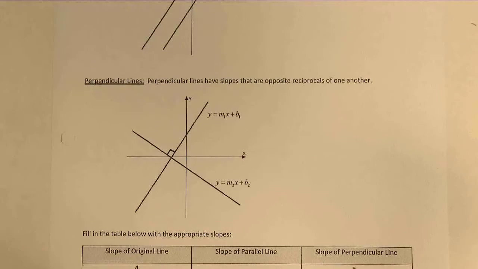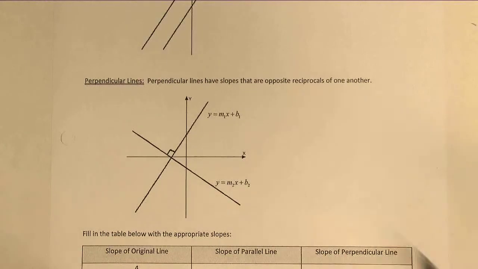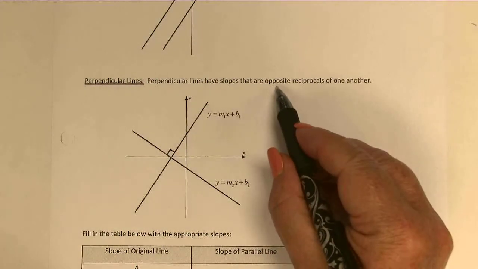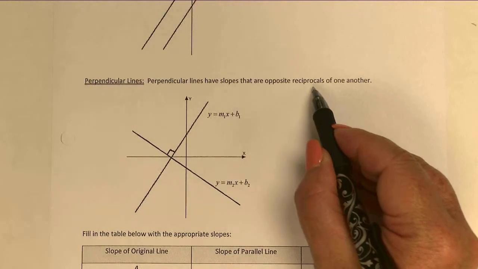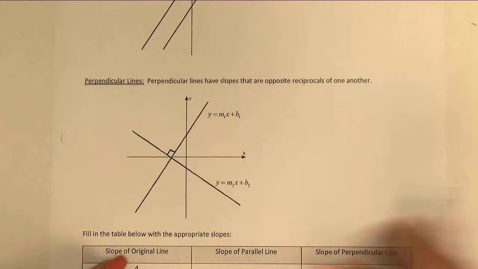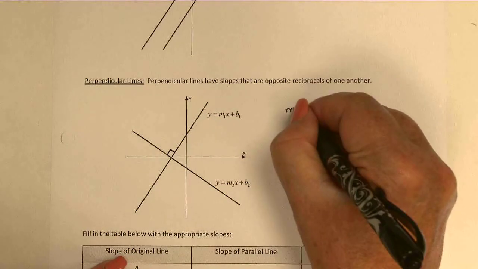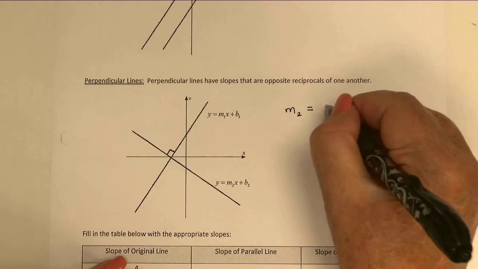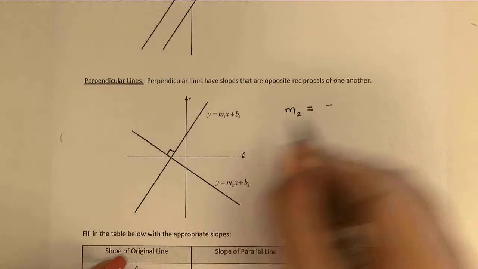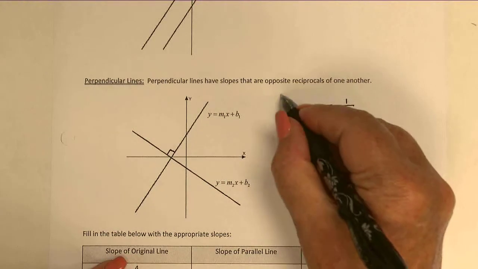Mathematically, the relationship between the slopes of perpendicular lines is that they are opposite reciprocals of one another. Opposite refers to the sign. Reciprocal refers to really flipping the fraction upside down. We could write this by saying the slope of the second line, M2, is equal to the opposite, negative, and then the reciprocal, 1 over M1.